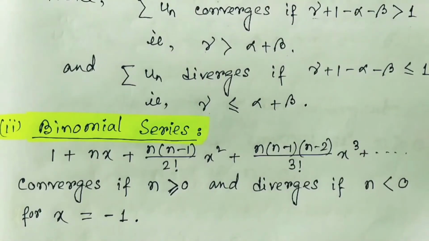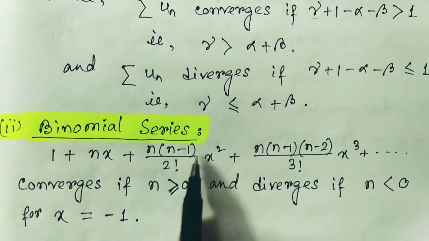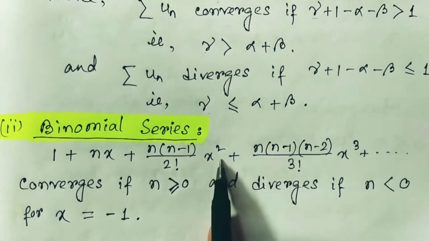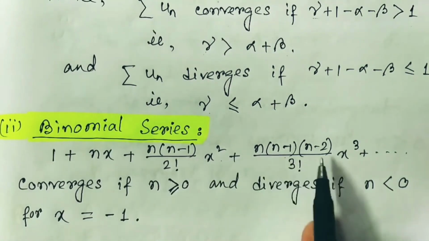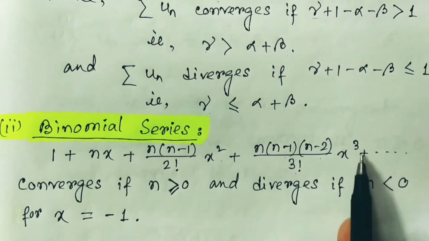Now it is the binomial series. We all are familiar with this binomial series. So binomial series is 1 plus nx plus n into n minus 1 by 2 factorial x square plus n into n minus 1 into n minus 2 by 3 factorial x cube, in this way.